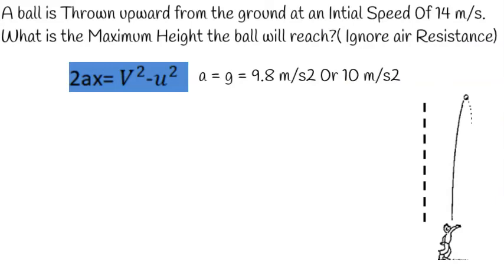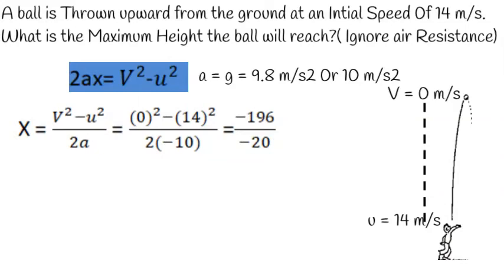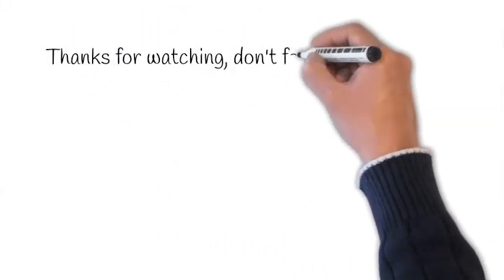Here, the acceleration is equal to the gravitational acceleration. The fixed value is 9.8 meters per second squared, or 10 meters per second squared. We need to find the height of the ball, which is the displacement. We represent the displacement as x or s. We see that the final velocity of the ball is zero when it reaches the maximum height, but at that height the ball changes direction. So the acceleration is negative, the gravitational acceleration, minus 10 meters per second squared. So x is equal to, putting in the values, minus 196 divided by minus 20, because the gravitational acceleration is equal to minus 10 meters per second squared. We have the height: x is equal to 9.8 meters.